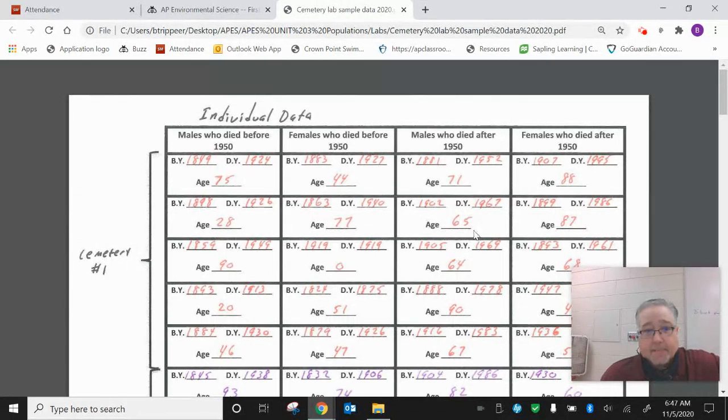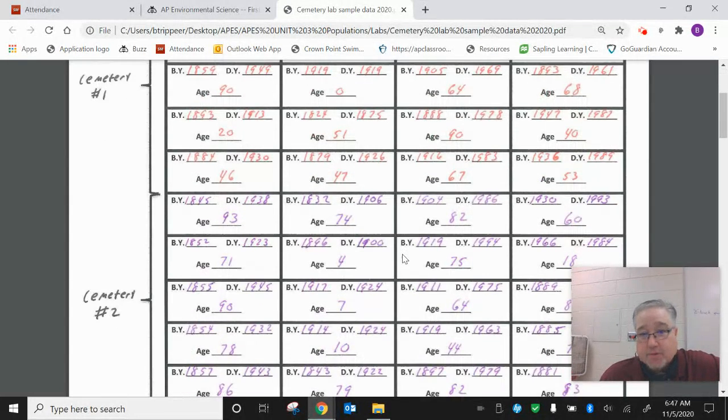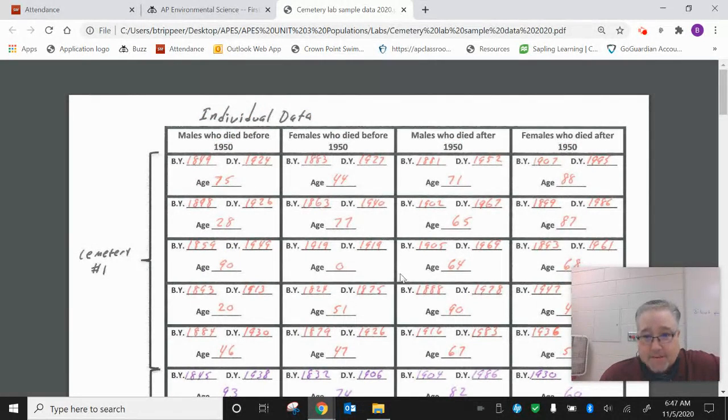Okay, so this is my data. I went ahead and did the project myself, just like you guys did. And this took me a half hour, 45 minutes to do the research. I went on the cemetery database and just collected data at random. All right, so if you have that done, now you're ready to move on.